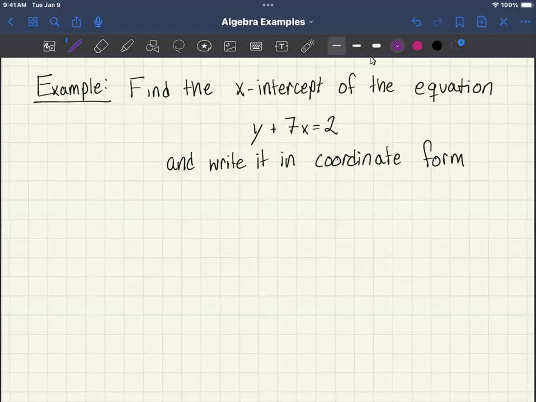Today, we're going to look at an example where we find the x-intercept of the equation y plus 7x is equal to 2. And once we find that x-intercept, we're going to write that in coordinate form. So let's go through some things to remember before we even start our problem.